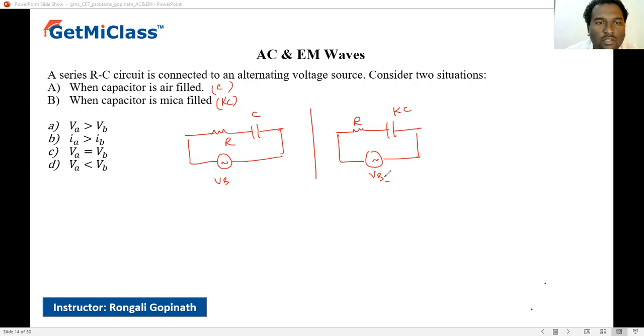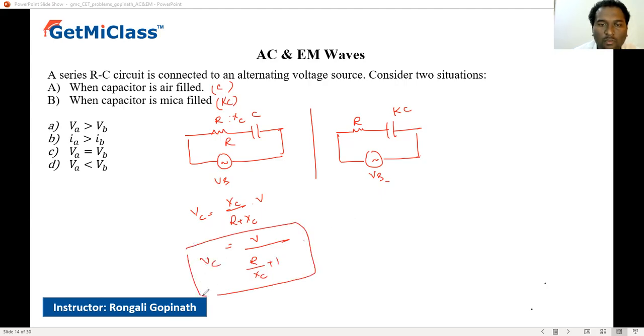Now, voltage across the capacitor in A is greater than B. Let's see that. Here, voltage is distributed in the ratio of R to XC, if I'm not wrong. Right? So, voltage across the capacitor is given by XC by (R plus XC) into V, or it can also be written as V by (R by XC plus 1). This is the voltage across the capacitor.